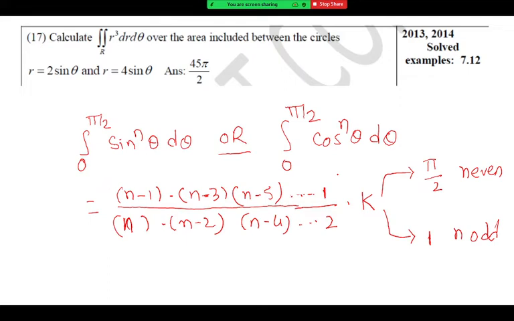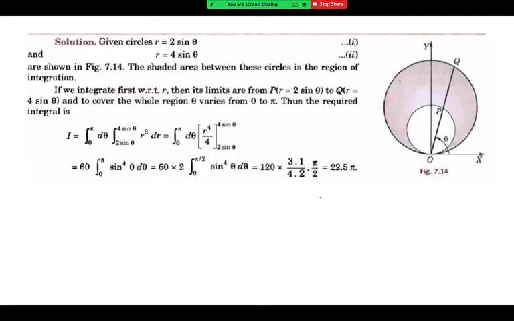This same formula is used in the textbook also, so I will show the solution from the textbook. You will observe that the Wallis formula is used here. By the Wallis formula, this part is written, and that is 45 pi by 2, which is 22.5 pi. That is the value of the integral. Okay, next question.